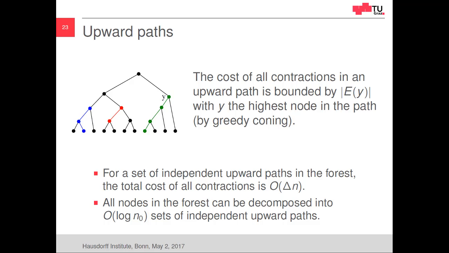And now the idea is that you can decompose your forest into a collection of at most log n0 many such collections of independent upward paths. So basically you can define an algorithm that decomposes: you take these upward paths, you pay delta n for them, you remove them, then you find another collection of upward paths, pay another delta n, remove them, and after log n0 many steps you have paid for everything. And this is how the result follows.